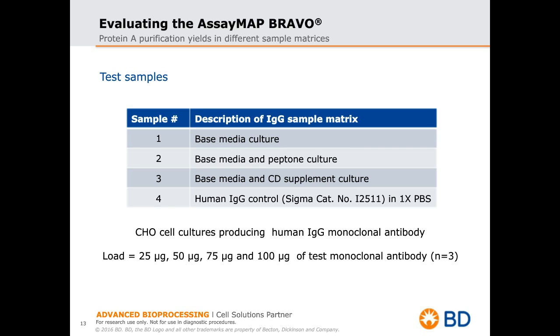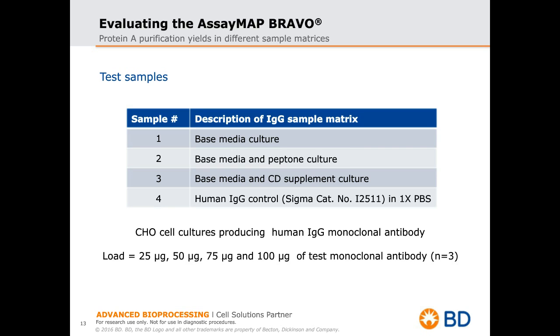The Bravo head contains 96 barrels that can mount 96 individual protein A cartridges. Each cartridge is packed with 5 microliters of protein A resin. So the purification efficiency was assessed by the triplicate loadings of 25, 50, 75, and 100 micrograms of IgG containing cell culture supernatants alongside the human IgG control protein.